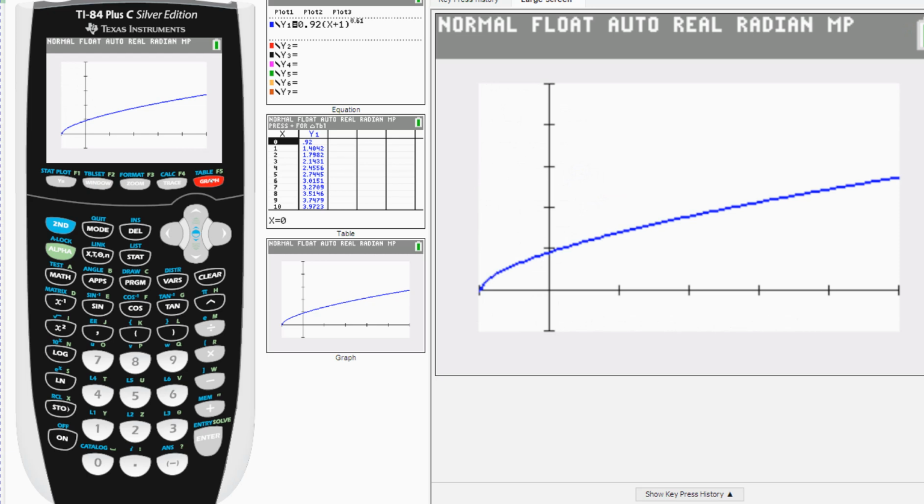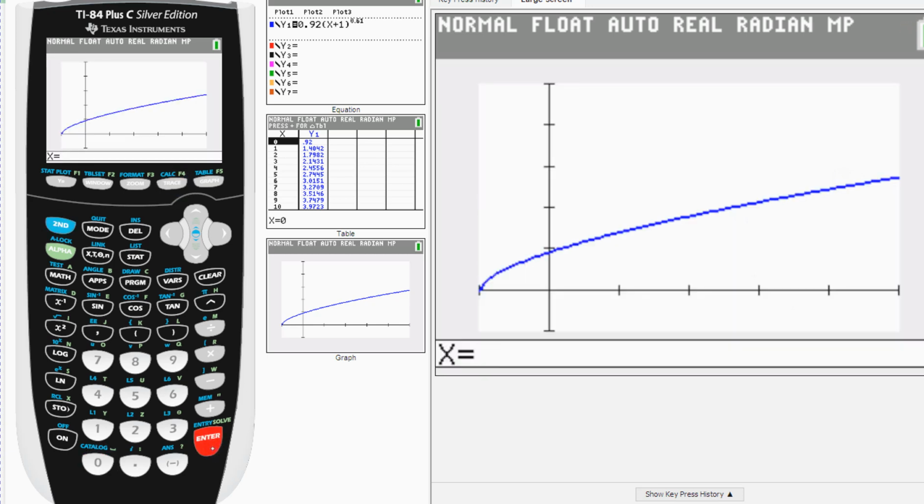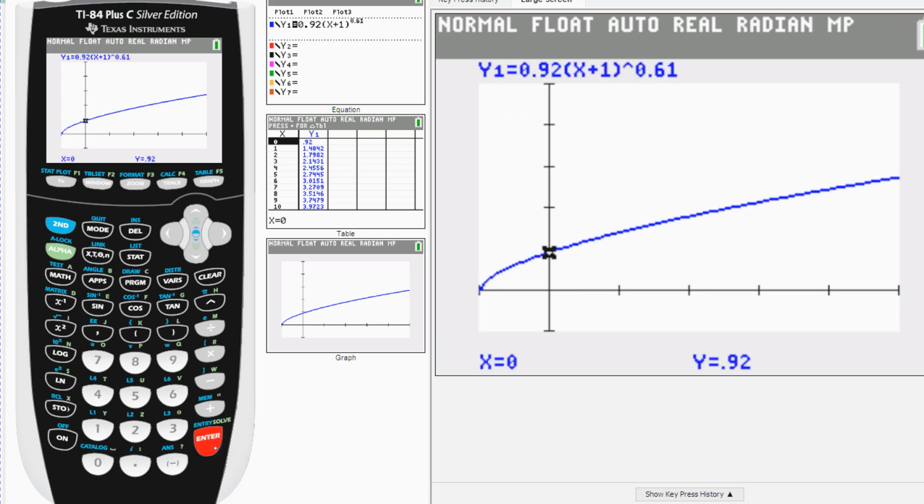Right? So again, I've got a little more than I need. I only need to go from 0 to 4. And so I'm going to find those points, so I know where I start and where I stop. So I'm going to hit second trace, 0. And so my graph starts at the point 0, 0.92, and that should make sense because if you plug in 0, you get 0.92 out.